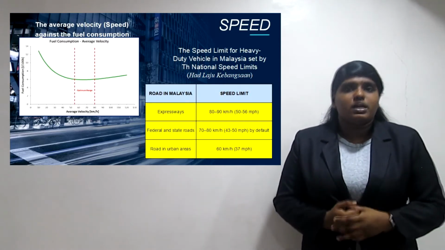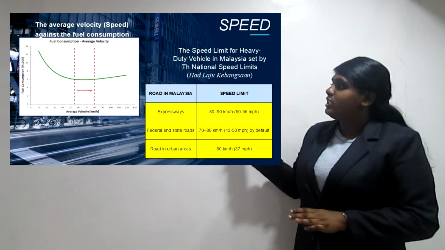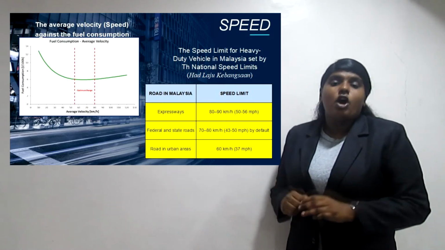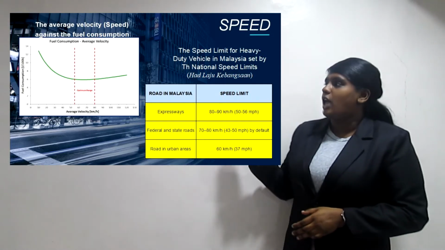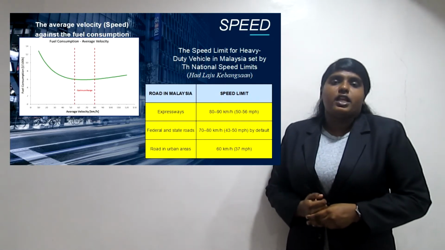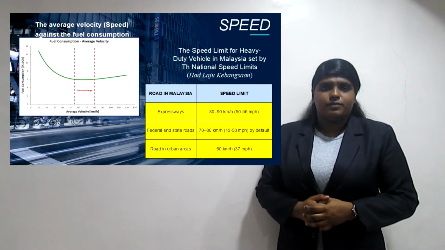And on roads in urban areas, the heavy duty vehicle needs to be at 60 kilometers per hour, which is 37 miles per hour. So these are the ideal speeds that can reduce the fuel consumption in a heavy duty vehicle.